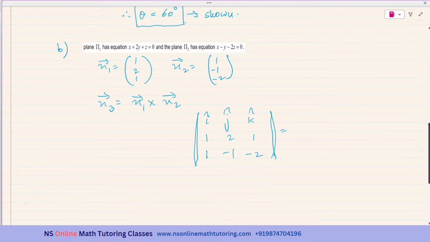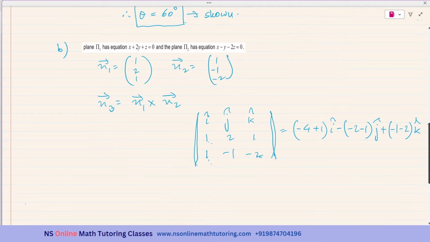So it is 2 times -2 is -4, and minus of -1 times 1 is -1. So minus of -1 is +1. i, minus 1 times -2 is -2, and 1 times 1 is 1. So -2 minus 1. So it is -3, j plus -1 and -2 again. So -1, -2, k.